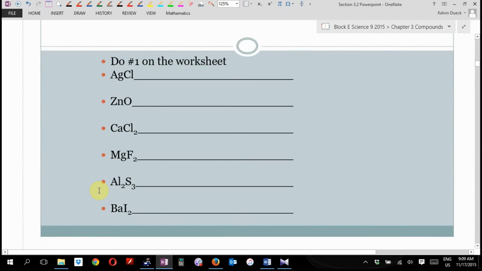So, name the following compounds. You guys have room on your sheet as well. We'll do it right here. What would you call AgCl? Silver chloride. Silver, Mr. Dewick, let's try that again. Silver chloride. What would you call ZnO? You won't call it ZnO anymore. You'll call it zinc oxide. I think you're right.